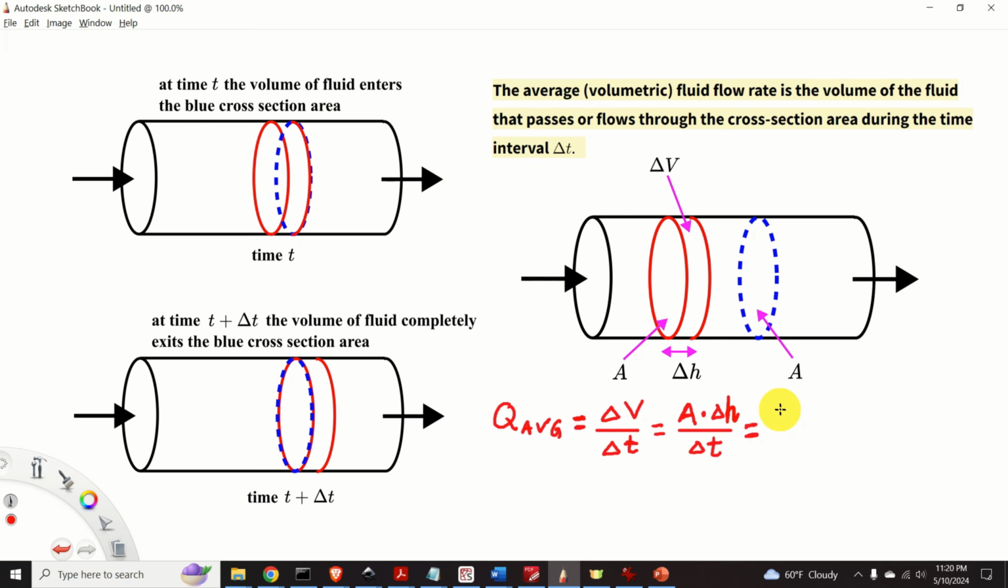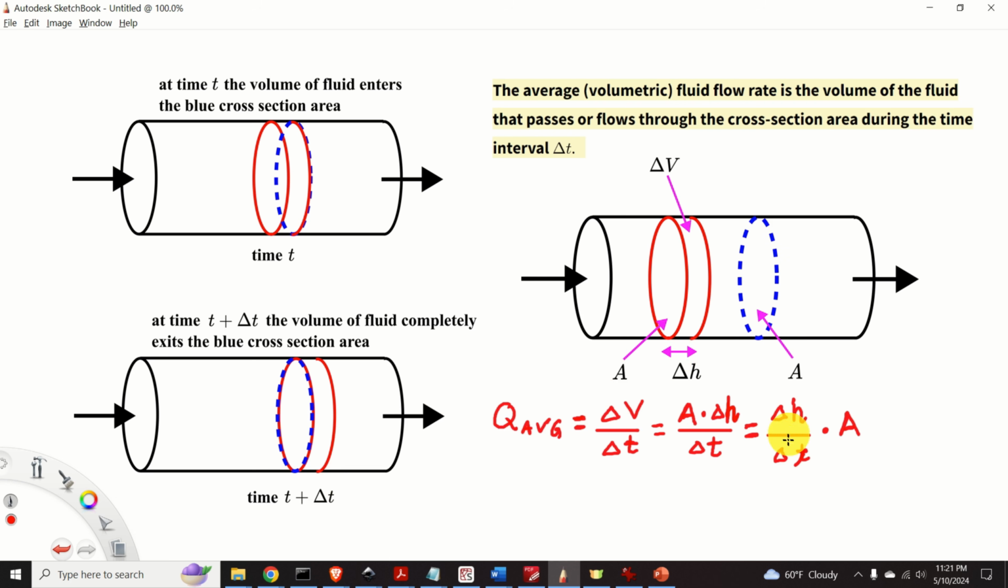Next, let us write this equation like this: delta H over delta t multiplying A. On the other hand, the distance that any cross-section of this volume of fluid travels during the time interval delta t is delta H. For example, we can see over here that this top surface of our volume will travel the distance delta H. Similarly, any cross-section of our volume will travel the same distance delta H. And this distance will be traveled during the time interval of delta t.